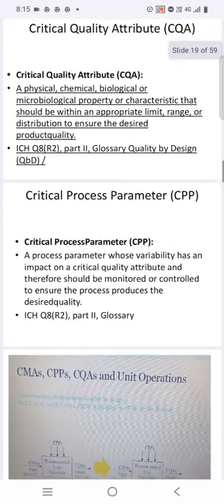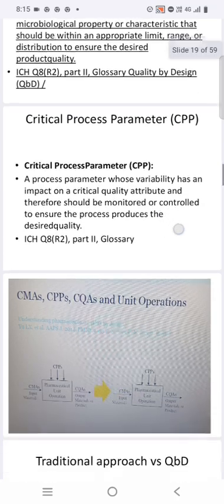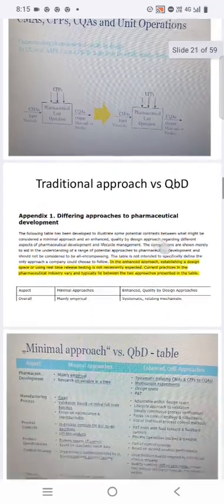Critical process parameter, CPP. A critical process parameter is a process parameter whose variability has an impact on a critical quality attribute and therefore should be monitored or controlled to ensure the process produces the desired quality. Now CMA, CPP, CQA and unit operations. This term is important to define the unit operations during the manufacturing process.